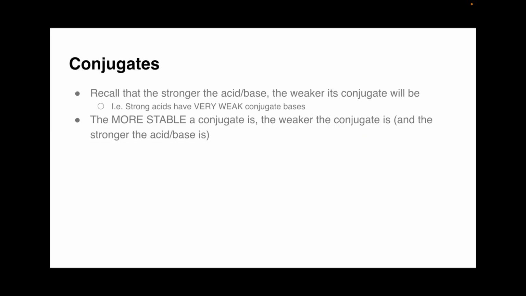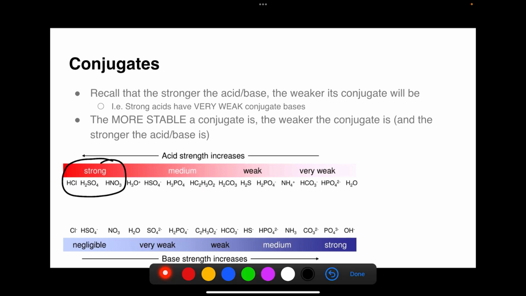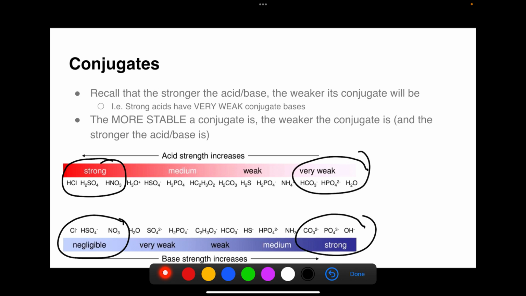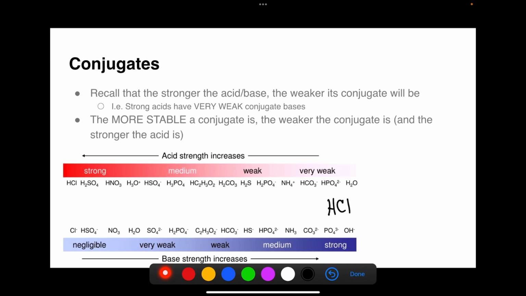Now let's turn to stability of the conjugate. Recall that the stronger the acid or base, the weaker its conjugate will be. In other words, strong acids, like those down this end, will have very weak conjugate bases. Weak acids, like those down this end, will have very strong conjugate bases. It turns out that the more stable a conjugate is, the weaker that conjugate is, and therefore the stronger the acid is. Take, for instance, HCl.